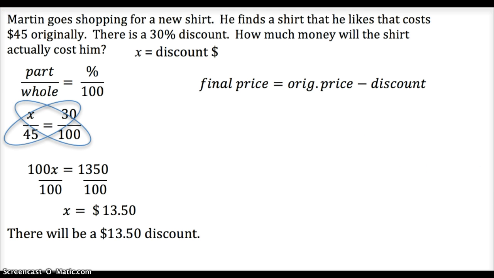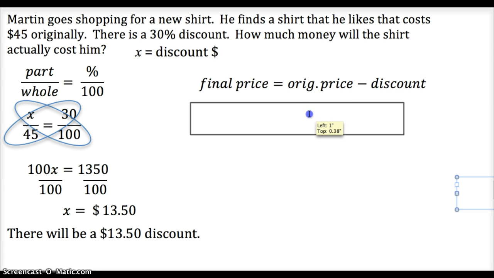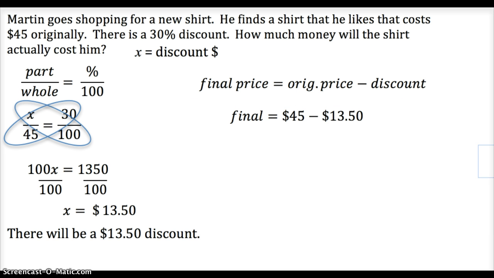Now we plug in our numbers that we know. Our original price was in our problem, and it was 45, and we know that our discount is 13.50, so the final equals 45 minus 13.50, and you do that math and you get the final price is $31.50.